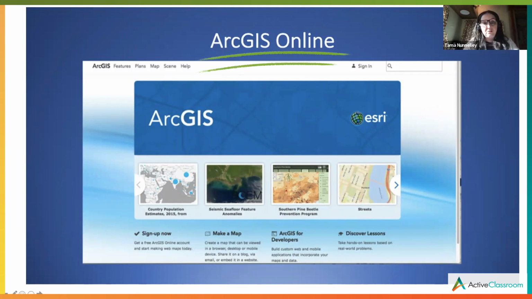So ArcGIS Online is kind of a step up from MapMaker Interactive. There's just a lot more things you can do with it, but what I really like is the fact that somebody else has already made a lot of maps for me. So not only do I not have to know how to do it, I also don't have to have my kids know how to do it, because the maps are out there and they can just go and search for them.